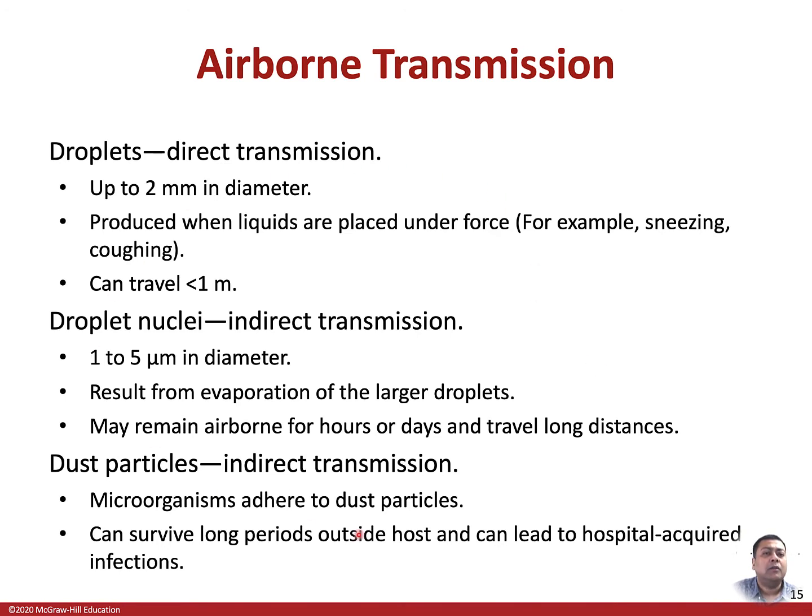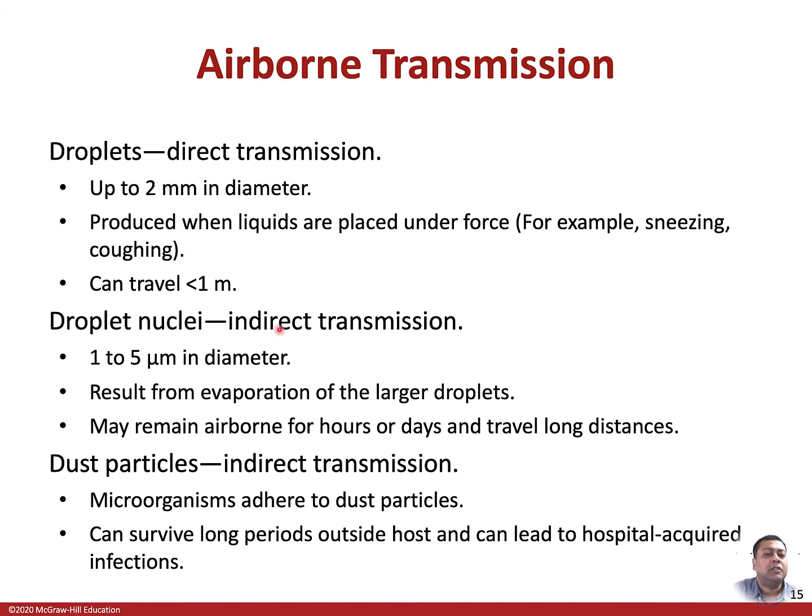So here we are looking at some of the airborne transmission that we have seen. A droplet is a direct transmission, and droplets can be up to 2 millimeters in diameter. These are produced when liquids are placed under a force, for example sneezing or coughing, and they can travel less than 1 meter. So you can see that they cannot travel much.